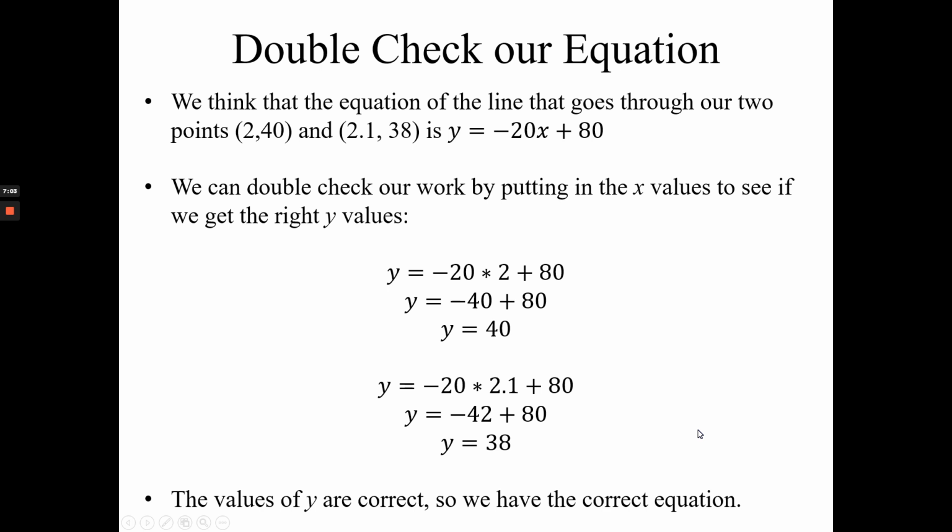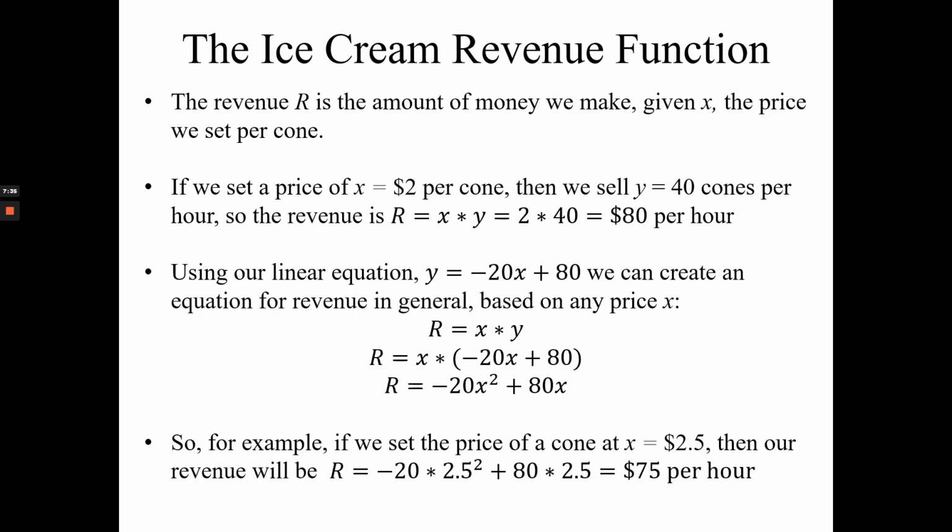I want to double check. Let's make sure we did our math right. And so we can plug some numbers in there. y equals -20 times 2 plus 80. So we take our first x coordinate, 2, we put it in there, we get -40 plus 80. Oh, 80 minus 40 leaves 40. And yep, there's the 40 that we should get. There's my y value. Or I can plug the other one in. -20 times 2.1, my calculator says that's -42. -42 plus 80, 80 minus 42 is 38, and yep, I've got it. The values of y are correct. We have the correct equation.